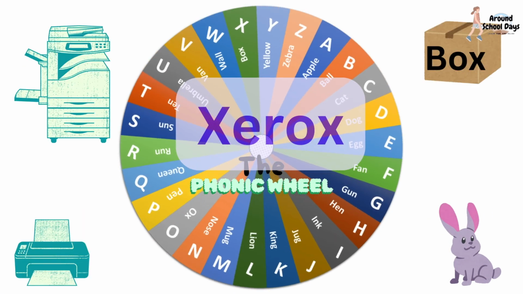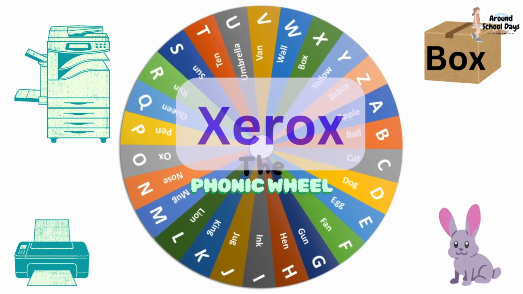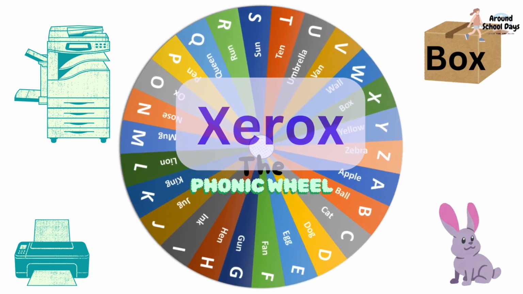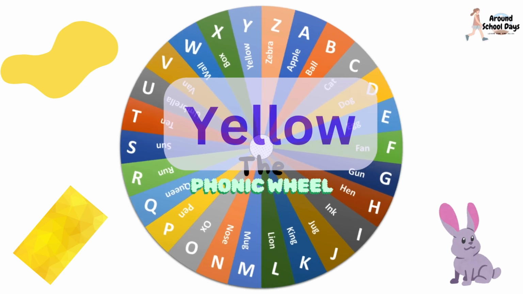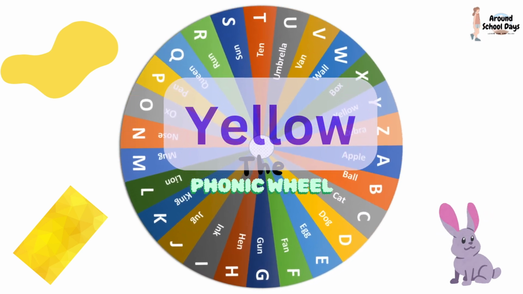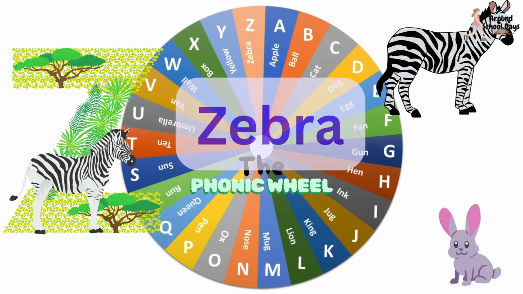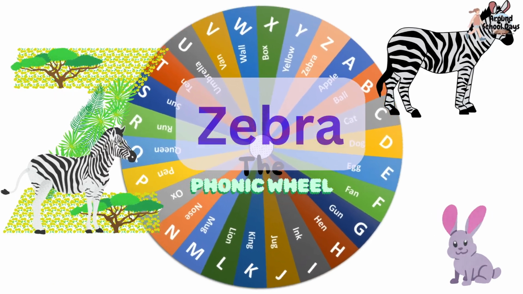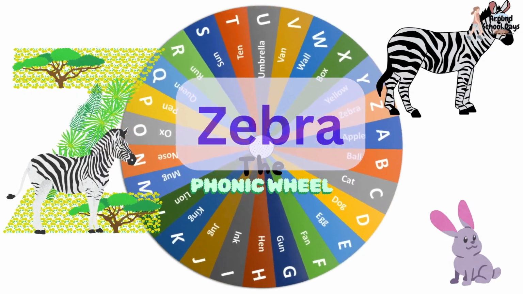X says X, as in box. Y says Y, as in yellow. And finally, the Z says Z, as in zebra.